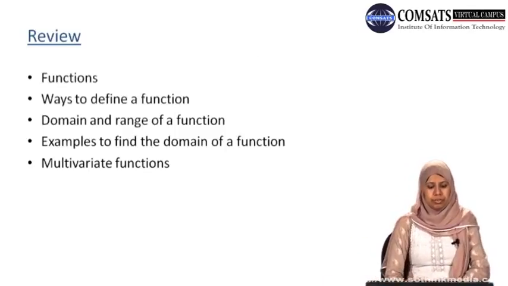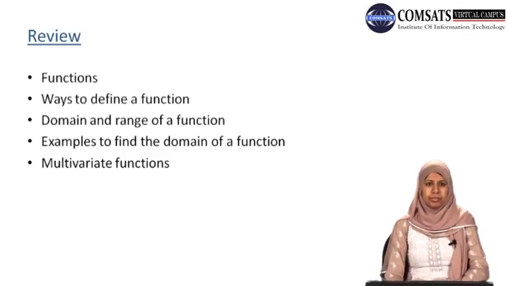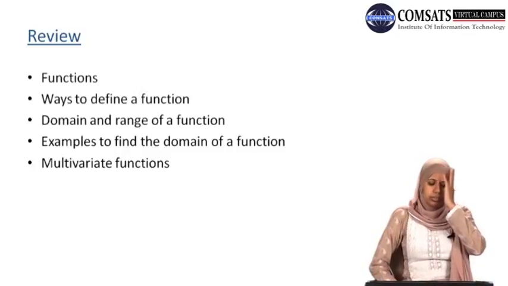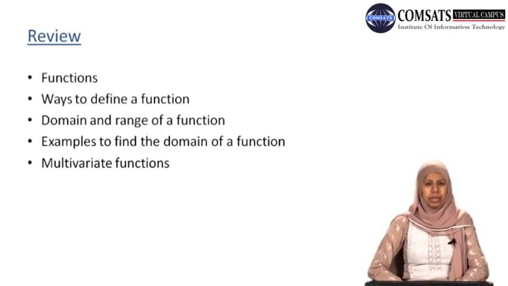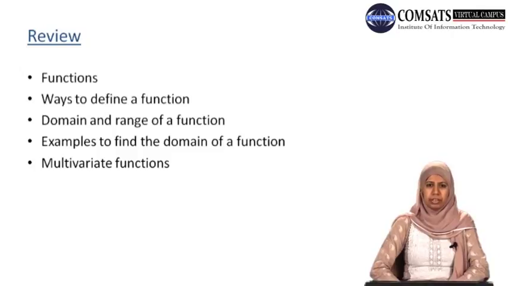Okay, let us summarize what we have done today. We have studied functions, their definition, then the ways to define a function. Basically, we have studied 4 ways to define a function. We have also seen what we mean by the domain and the range of a function, some examples to find the domain of a function, and what we mean by multivariate functions, that is, functions having more than one independent variable, how we can find the domain of such functions in the case of bivariate functions, and how we can find the value of output at some specific value of the inputs.